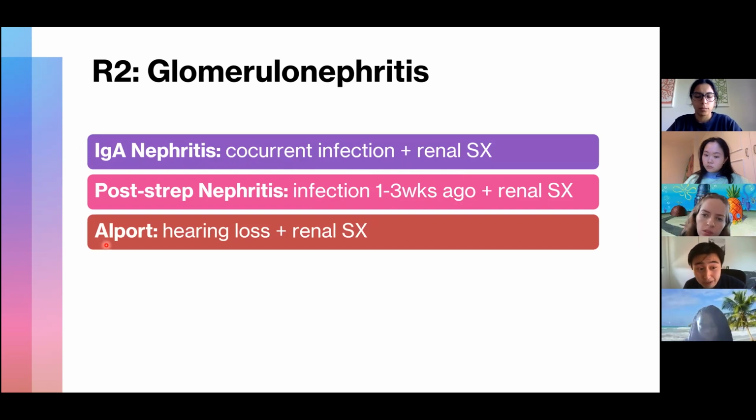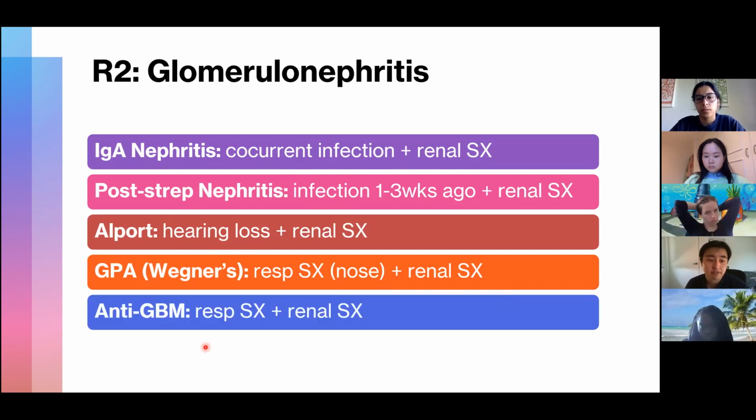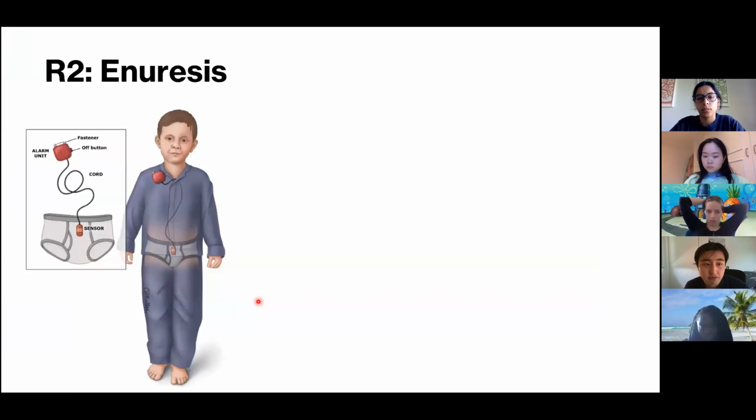With this condition called Alport's, you get hearing loss together with renal symptoms. With Wegener's, you get respiratory symptoms, particularly nosebleeds, together with renal symptoms. And finally, with anti-GBM or Goodpasture's disease, you get more general respiratory symptoms. And for our final condition, sorry if I'm going a little bit too fast. Hopefully you guys can take a read in the post slides as well.